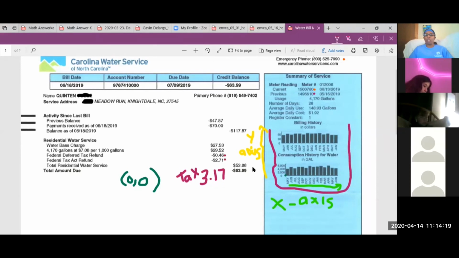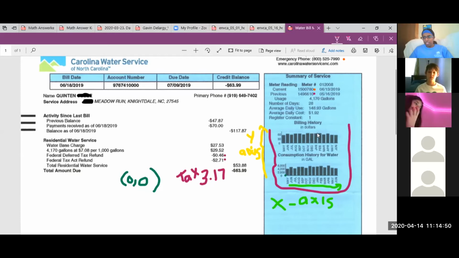I'm gonna ask some questions right here. If you know the answer, just unmute your mic and then give us the answer, okay? So the question is, which month in this graph right here did the homeowner pay the most money? Yes, February and November. So I think it's February right here and November. How many gallons did they use in November? And how many gallons did they use in February?